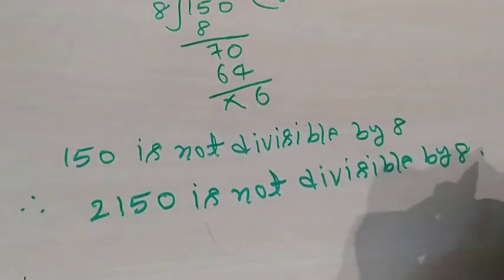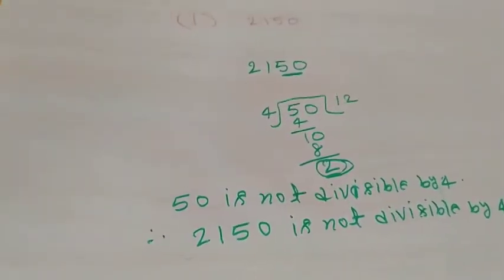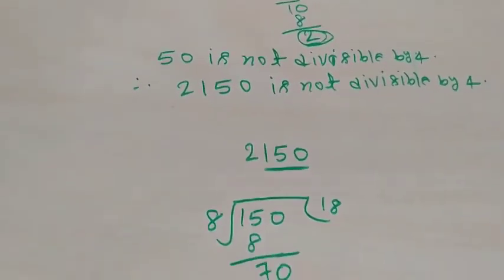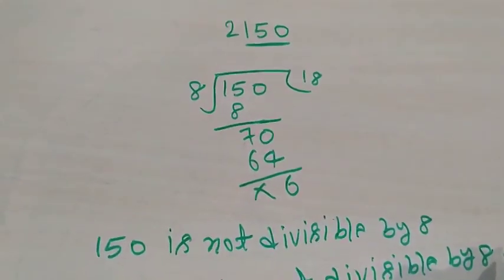So you can see the given number 2150 is not divisible by 4, and also 2150 is not divisible by 8.